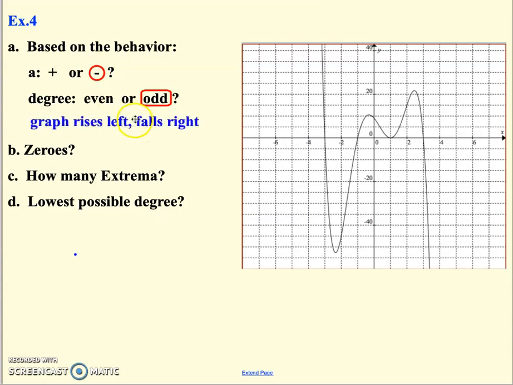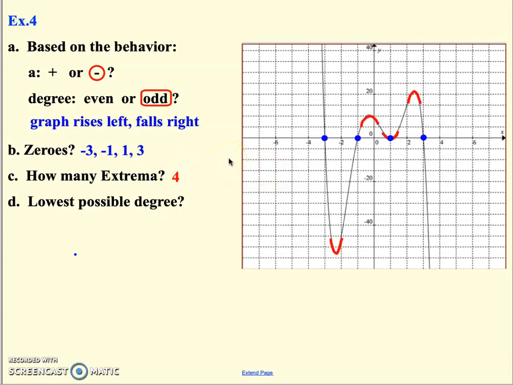So the behavior would read as, and this I can really just look at the graph. If I've got a graph, great. I don't even need to have a bunch of rules memorized. Just look. Clearly it falls on the right, rises on the left. But that's what a negative a and odd would tell me. Zeros, again, just list them out. There they are. Extrema: if we count our extrema, changes in direction, there are 4.